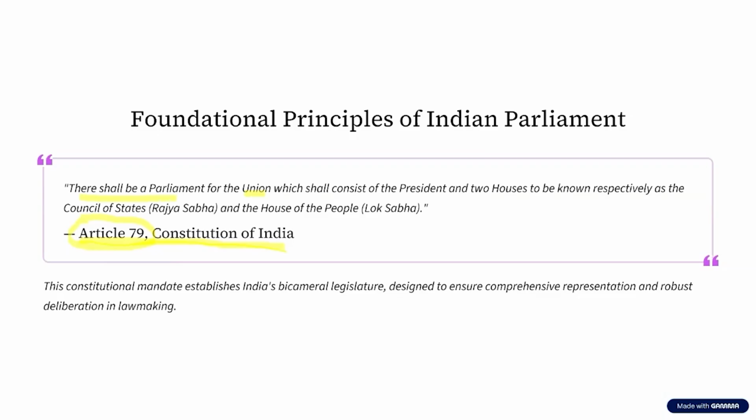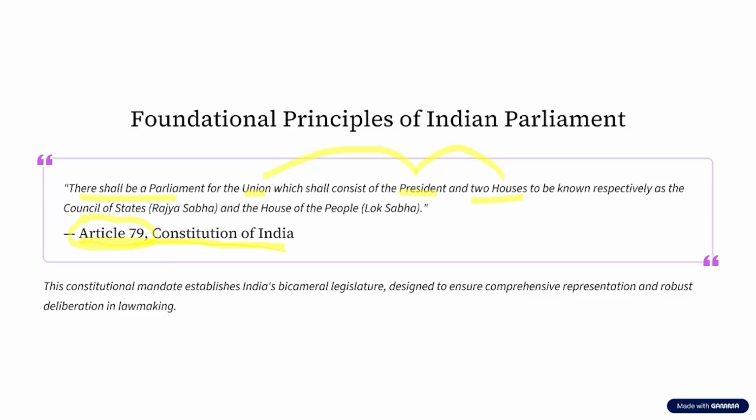It means there has to be a parliament for the union or for the center, and this parliament shall consist of the president, number one, and then it also will consist of the two houses. We also discussed why the president is an integral part of the parliament: for any bill to become an act, the final approval has to be given by the president. Without the president's approval or signature, any bill will not turn into an act. That is why the president is an integral part of the Parliament of India.